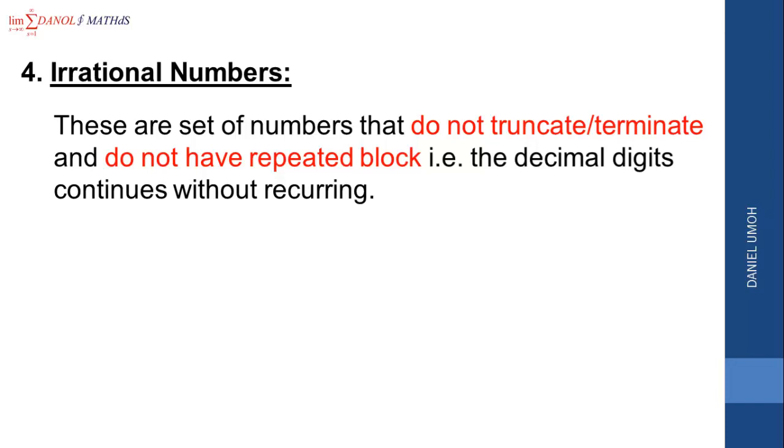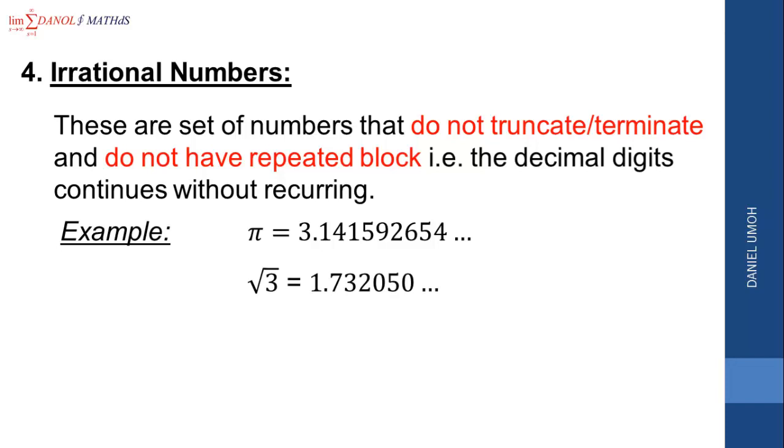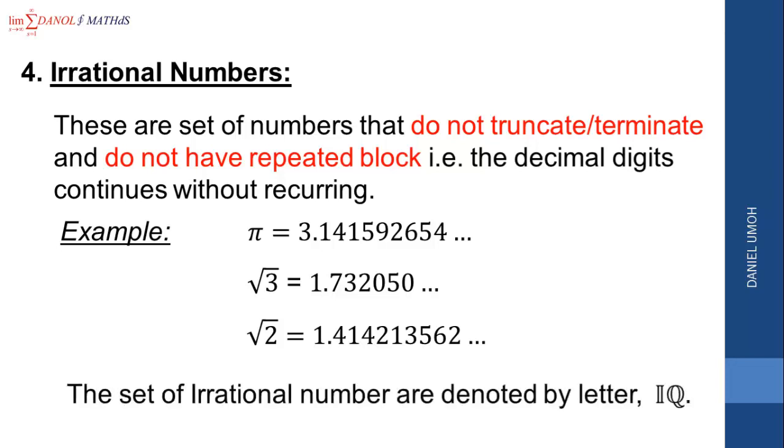Example, pi, which you know. Pi is 3.1415926, and so on. If you look at it carefully, there is no repetition there. There is no block that is repeated. Another example is square root of 3. All these are irrational numbers. There's no repeated block there. Another example, square root of 2, which is 1.4142135662. It continues indefinitely, but there's no repetition. All these are examples of what? Irrational numbers. The set of irrational numbers is denoted by the letter Q.